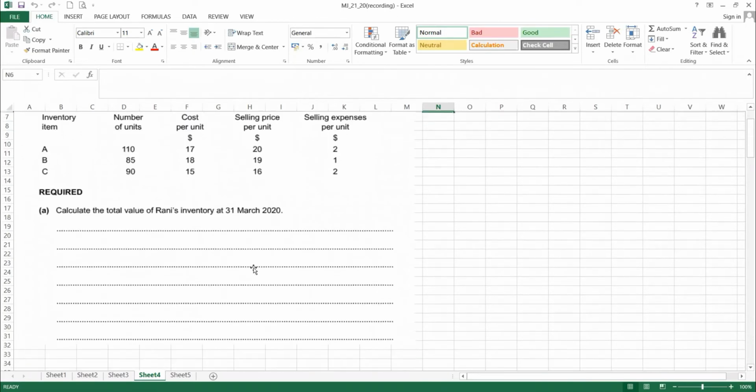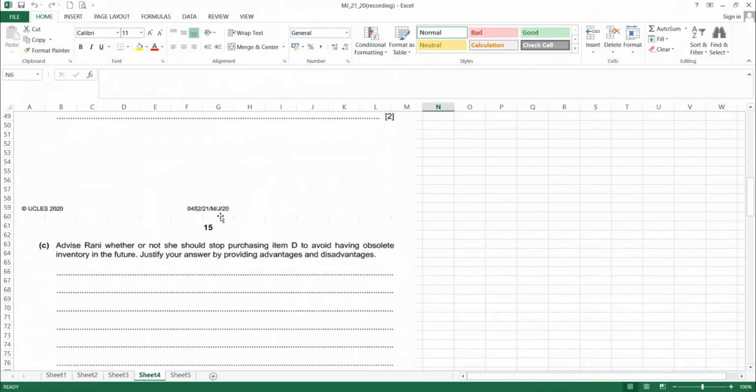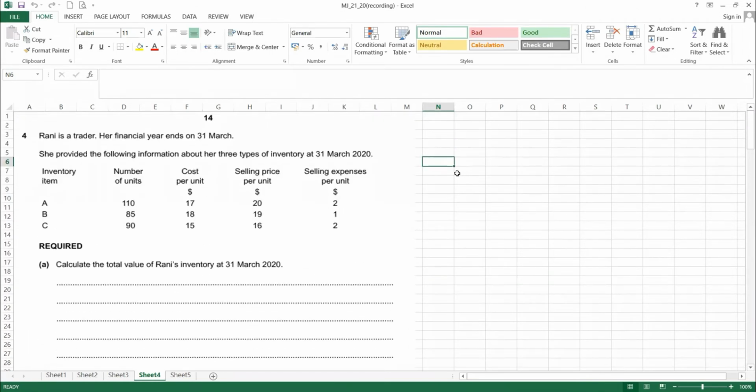Hi, this is the question paper for 2020, paper 21, May-June sitting. Okay, question number 4. Rani is a trader. Her financial year ends on 31st March. She provides the following information about her 3 types of inventory at 31st March 2020: number of units, cost, selling price, and selling expenses. A, calculate the total value of Rani's inventory at 31st March 2020.